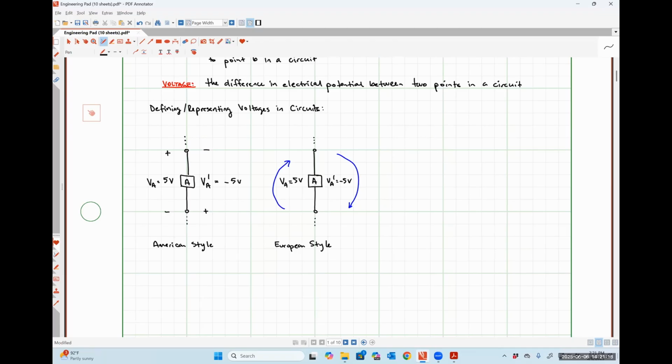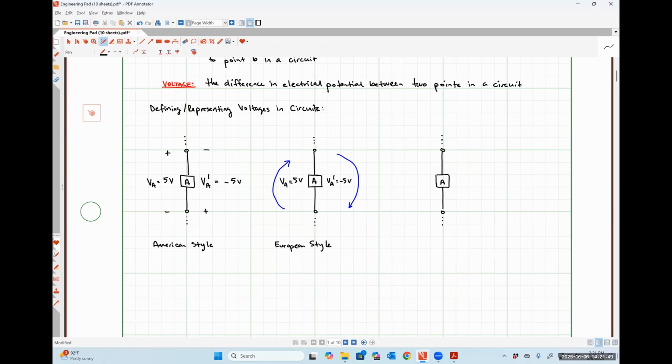Okay. The last way that we may see voltages represented in circuits, and this is actually how I listed out voltage in our mathematical definition earlier, is what's called a double subscript notation. Okay. So here's my element A, the ellipses indicating that this element is connected to some larger circuit.